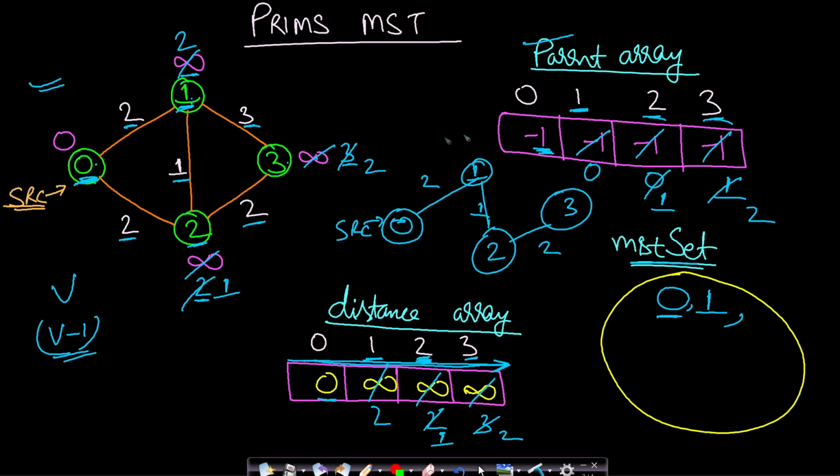Okay, I hope you understood how to find the MST. And obviously while we were processing this node 2, it will be included in the MST set, which I forgot to include. Okay, so this is Prim's algorithm for finding the minimum cost spanning tree.